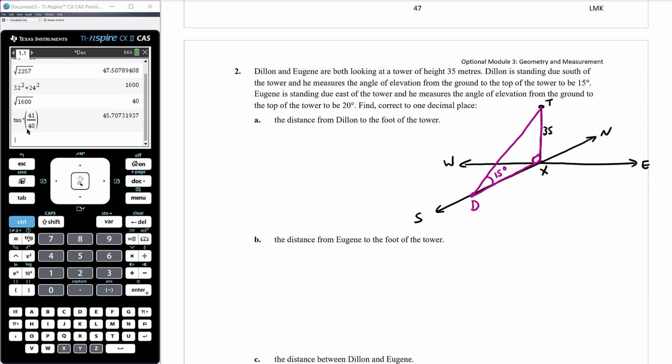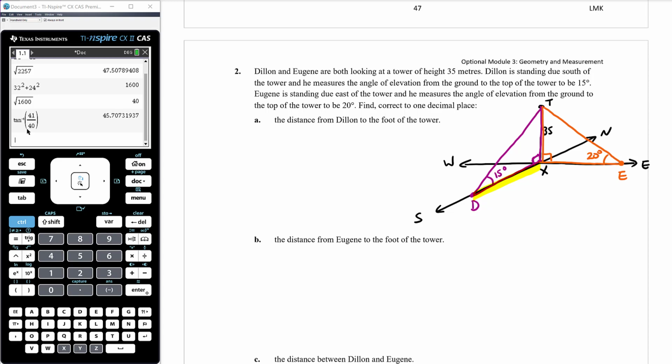Now we also have Eugene, who is due east of the tower. He's somewhere over here. And his angle of elevation to the top of the tower is 20 degrees. So actually, oh no, my diagram's okay. That is 20 degrees, and that's a right angle. Okay, so we want to know the distance from Dylan to the foot of the tower. So that is DX. This distance here is what we're finding in part A.